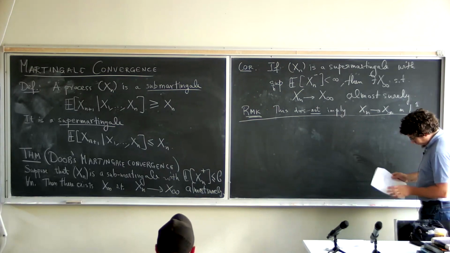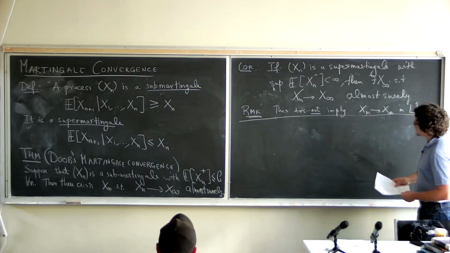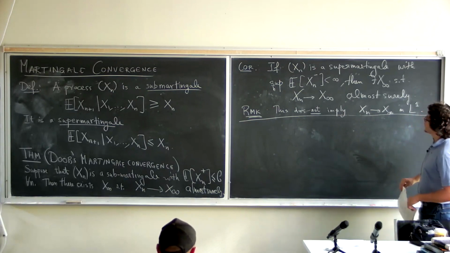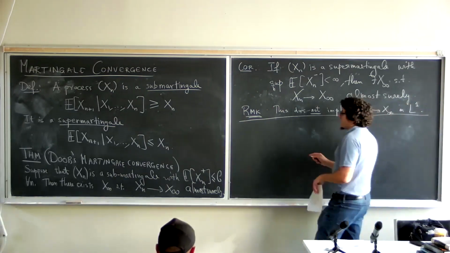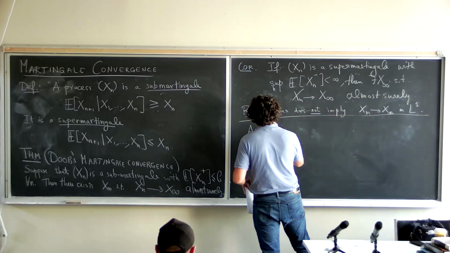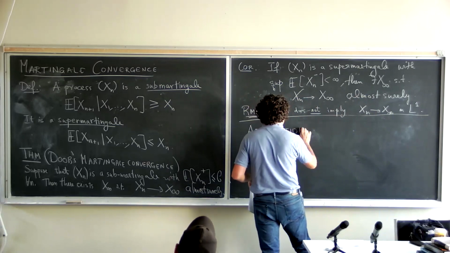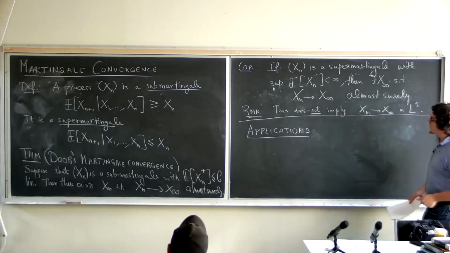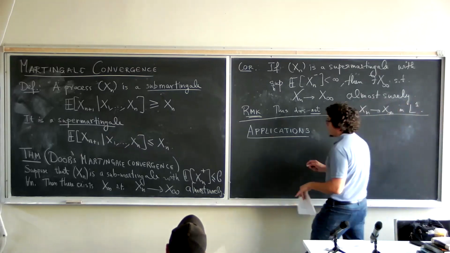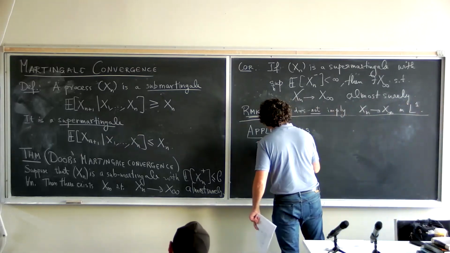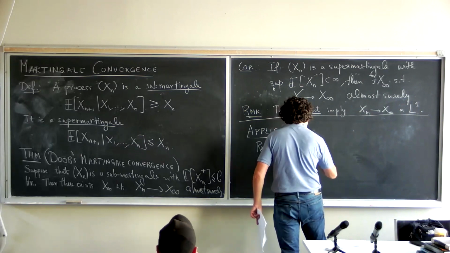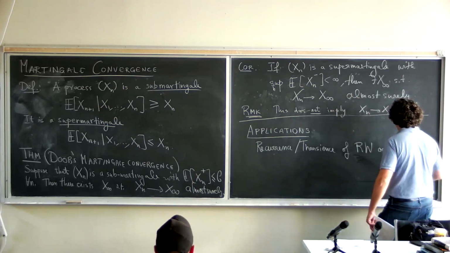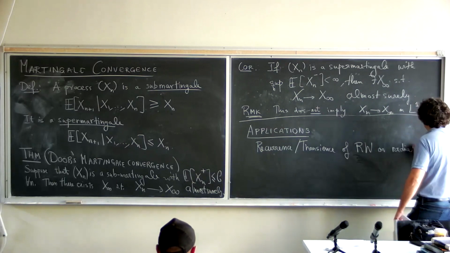Okay, so this is a theorem. I don't want to give a proof because we've already seen proofs of other similar theorems before. But it's nice to see some applications. For instance, the first application that we can see is about the recurrence or transience of random walks on trees, and in particular on radially symmetric trees.